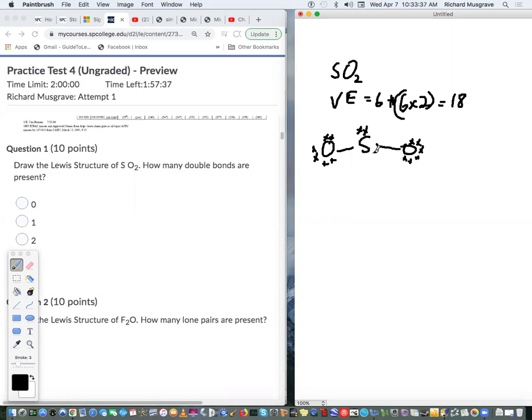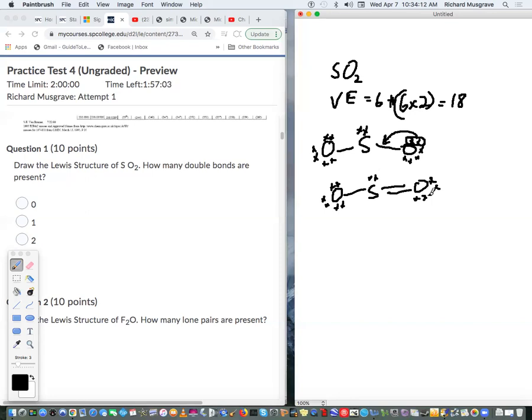The sulfur, unfortunately, only has 6 electrons, 1, 2 for the lone pair, and then 2 each for the bonds. That's a total of 6. So in this instance, we need to use electrons from the O. I know I'm going through this fairly fast. It's because we've done this before. And that gives us what the Lewis structure would be for SO2.